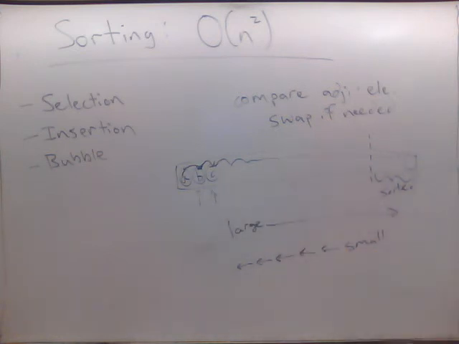Alright, so those are the n-squared algorithms, and you can easily tell they're n-squared because you have to look at every other element to place every element. So to place one element, you have to look at n elements.